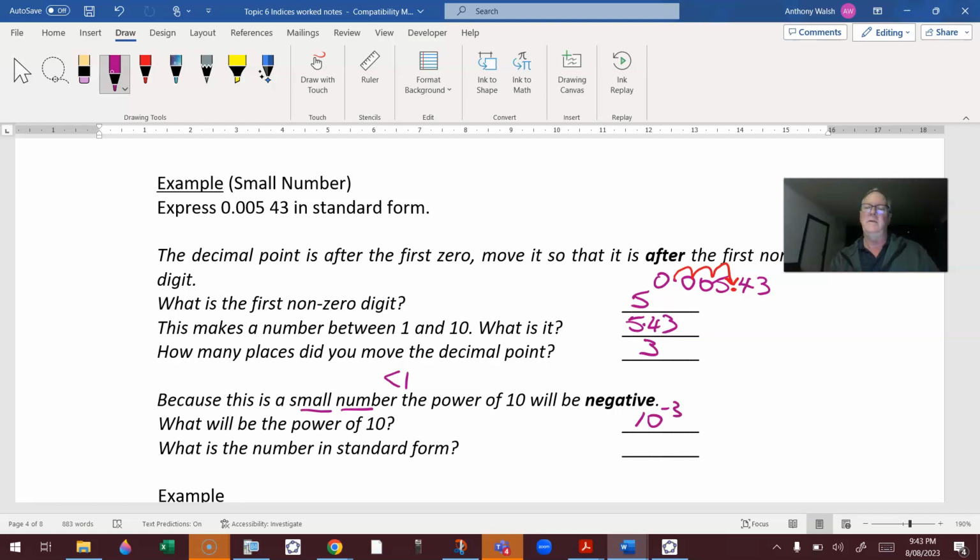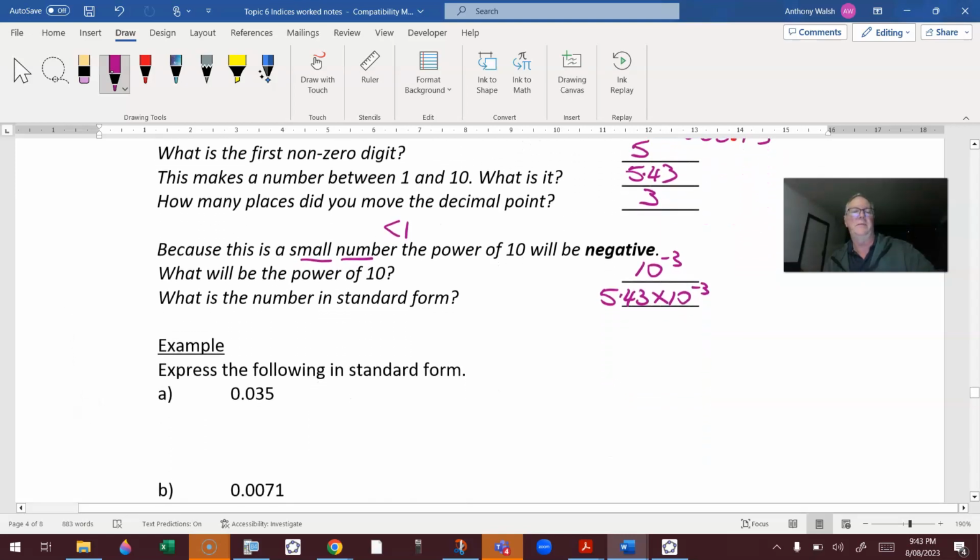So what's the number in standard form? So the number between 1 and 10 is 5.43. We times that by the power of 10, times by 10 to the 3. And again, it's raised to a negative power. That's 10 because this is a small number.